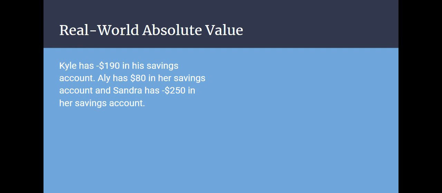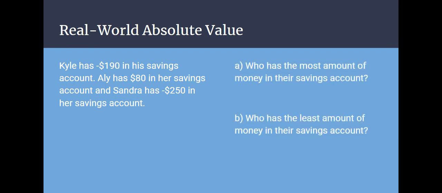All right, so let's look at real world absolute value. So let's look at this problem here. Kyle has -$190 in his savings account. Allie has $80 in her savings account, and Sandra has -$250 in her savings account. So the questions that we're being asked are, who has the most amount of money in their savings account, and who has the least amount of money in their savings account?